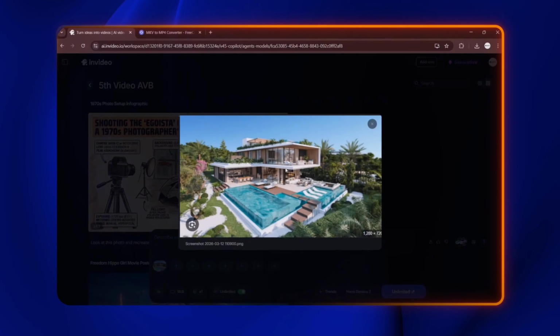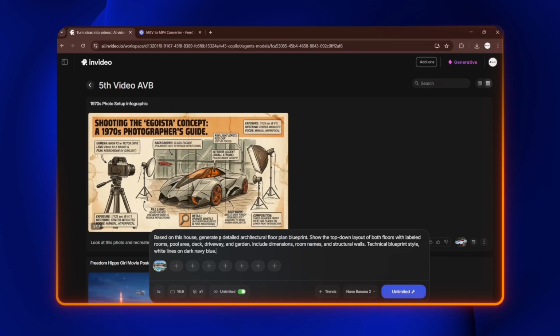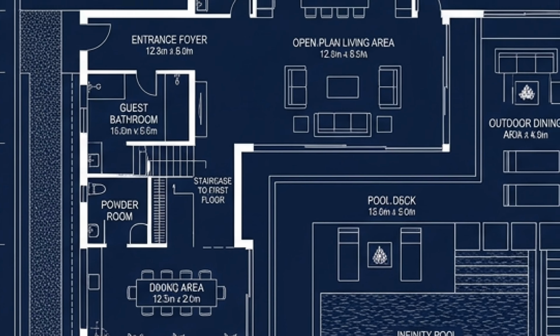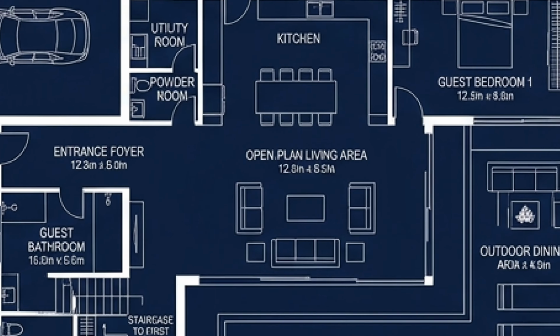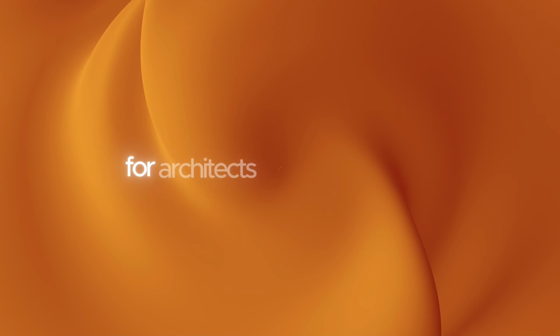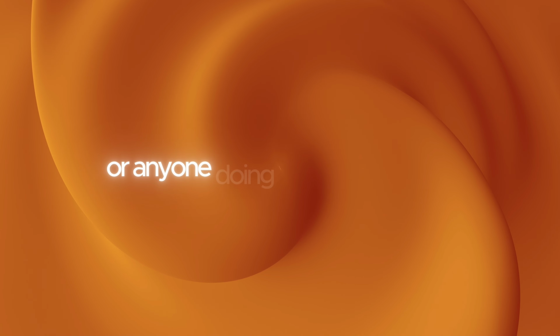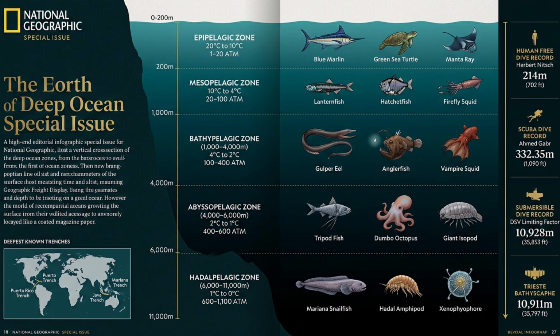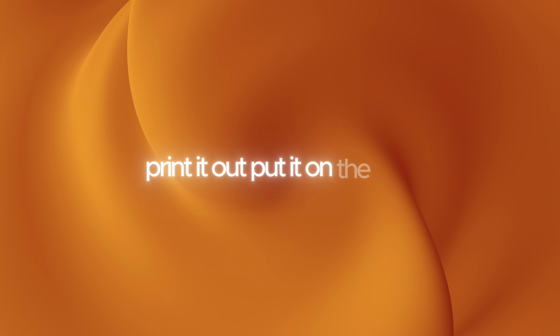Then I did the same thing with a beachfront villa. Asked it to generate a floor plan from a single exterior photo. It mapped out ground floor bedrooms, a powder room, living and dining areas, a kitchen with a cooking island, even counted the solar panels on the roof. For architects, interior designers, or anyone doing property content, this is genuinely game-changing. And then the deep ocean infographic. Teachers, are you watching? One prompt, done. Print it out, put it on the wall.